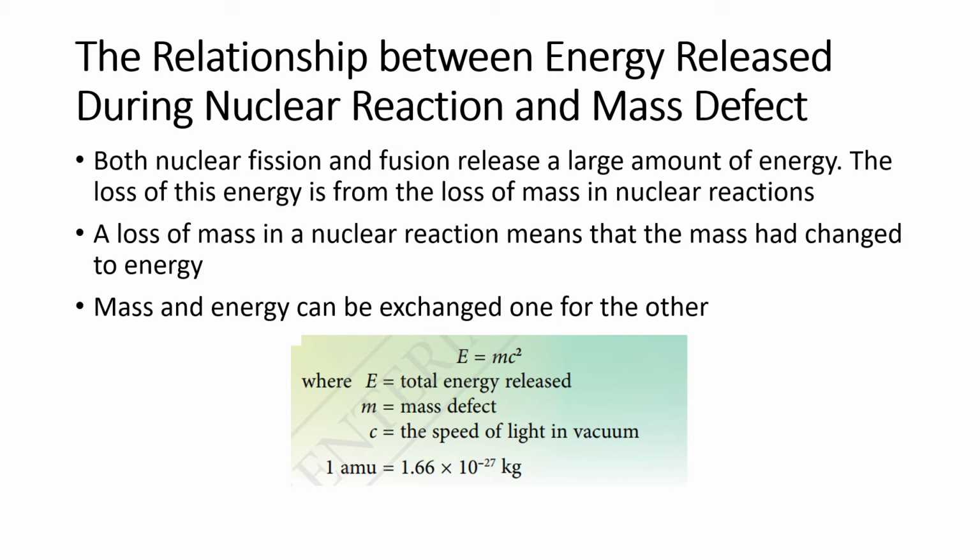E equals mc squared, where E is the total energy released, m is the mass defect, c is the speed of light in vacuum, and 1 AMU is equal to 1.66 times 10 to the power of negative 27 kilogram.